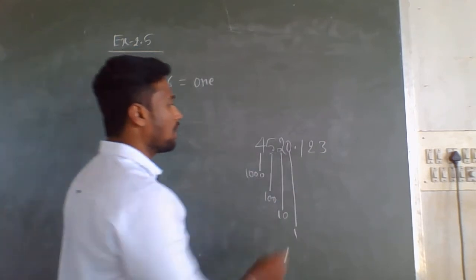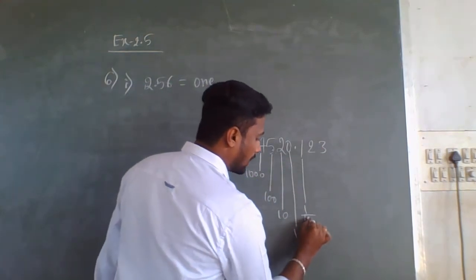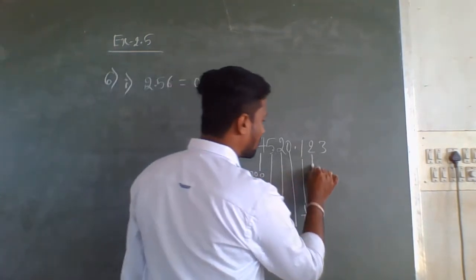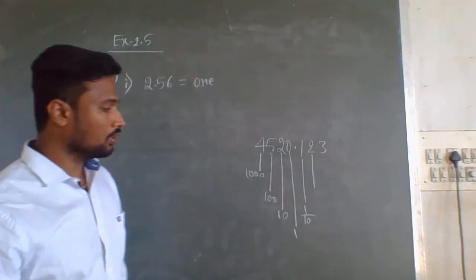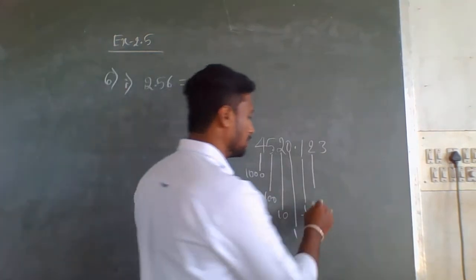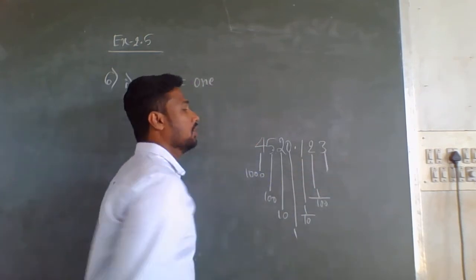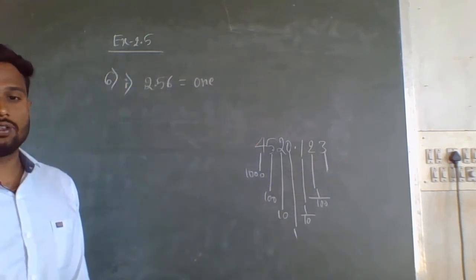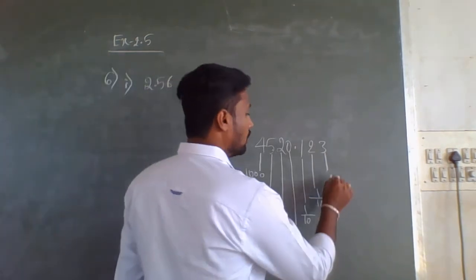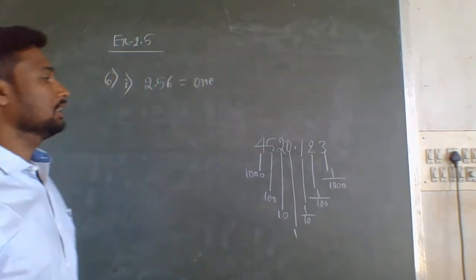Now after the decimal point, always there will first be 10's position, meaning 1 by 10 value. Next after the 10's position, what will be there? 100's position, meaning 1 by 100 value. Next after 1 by 100 value, 1000's position, meaning 1 by 1000 value.